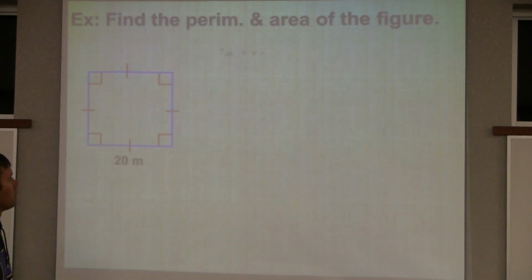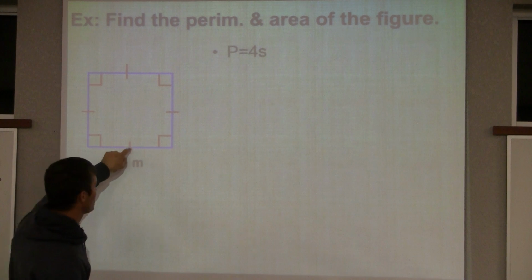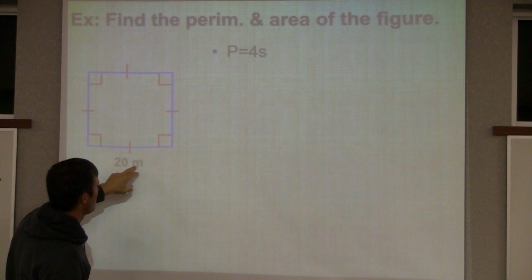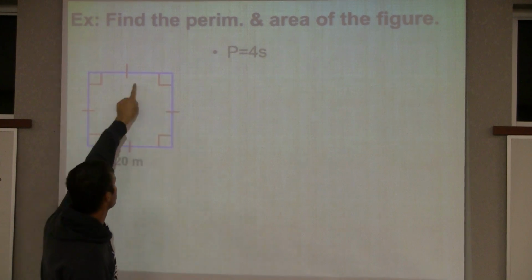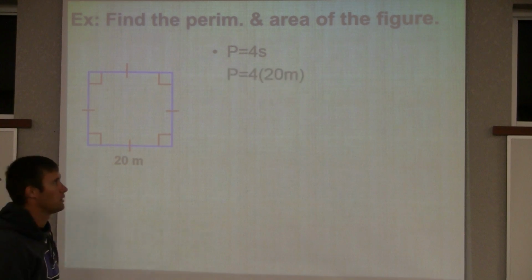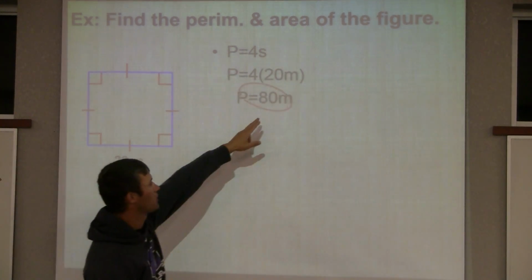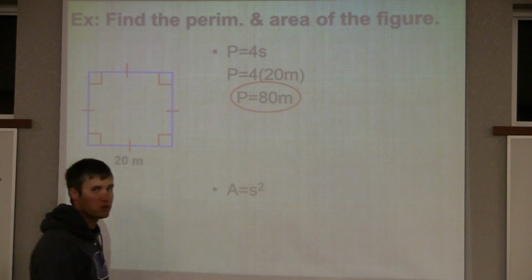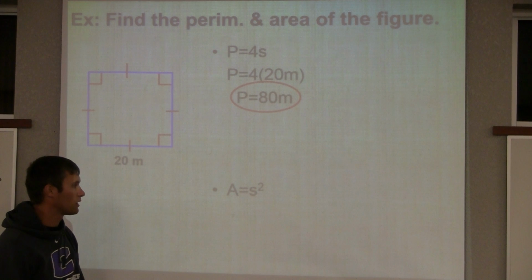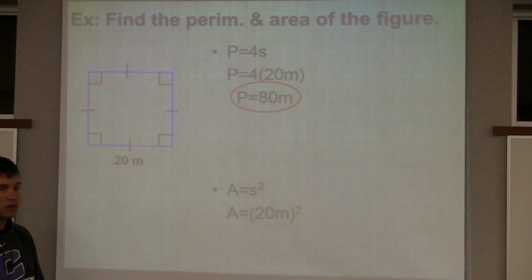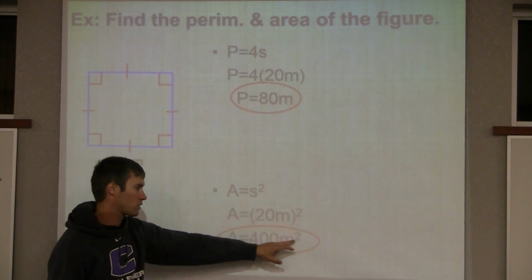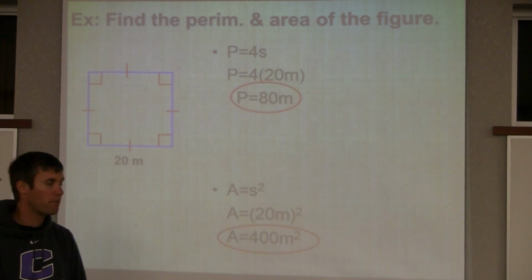Next one, find the area of a square. How can I tell it's a square? They give me congruent markings. All these sides are equal. So to find the perimeter, I can go 20 plus 20 plus 20 plus 20 and get 80, or I could go 4 times 20, which is 80. Again, mark your measurement. This one's in meters. To find area, we go side times side, or S squared, 20 squared. 20 squared is 400, so it would be 400 meters squared. Make sure we're including meters squared.